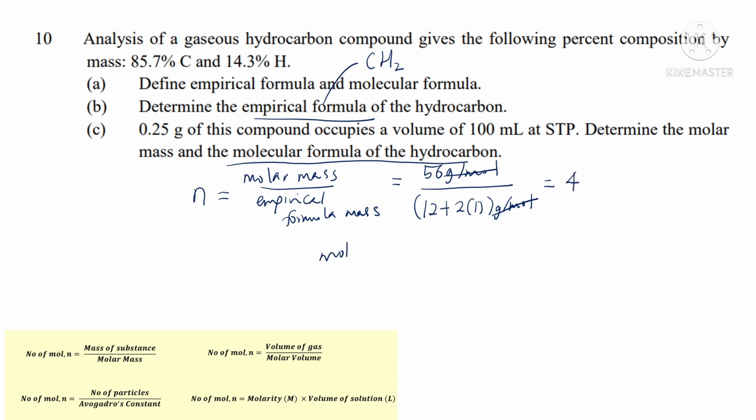Therefore, the molecular formula for the hydrocarbon is equal to the empirical formula with subscript n, the whole number multiple. We know from 10b that the empirical formula is CH2, and the whole number multiple n we already determined to be 4.